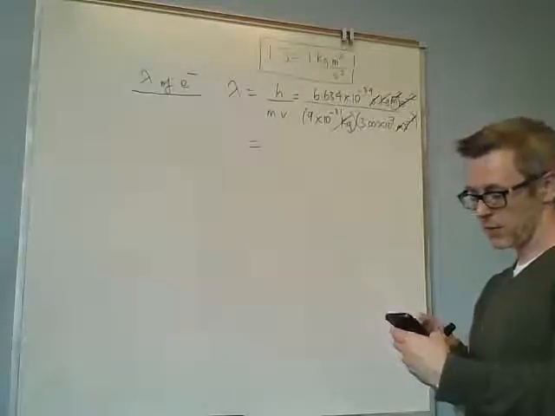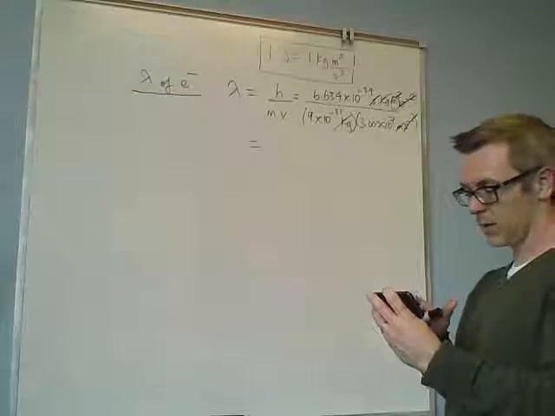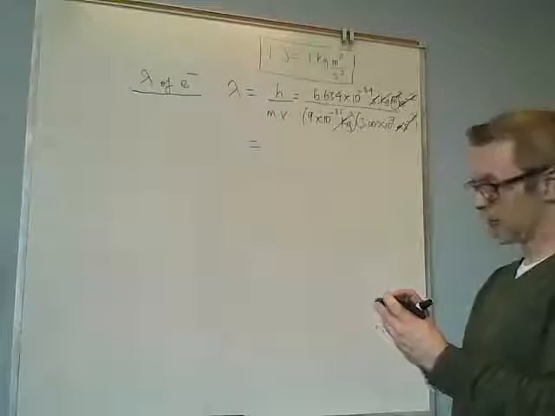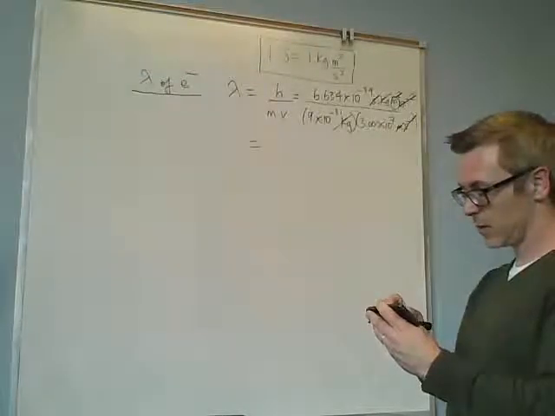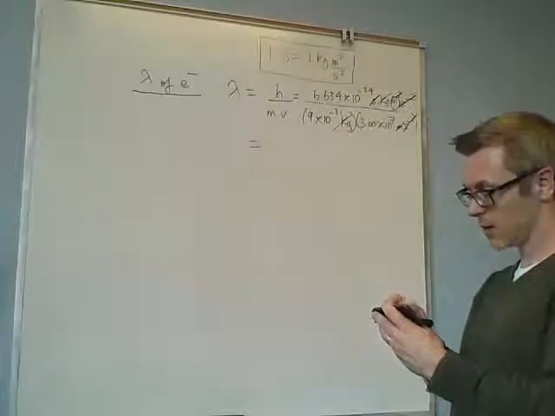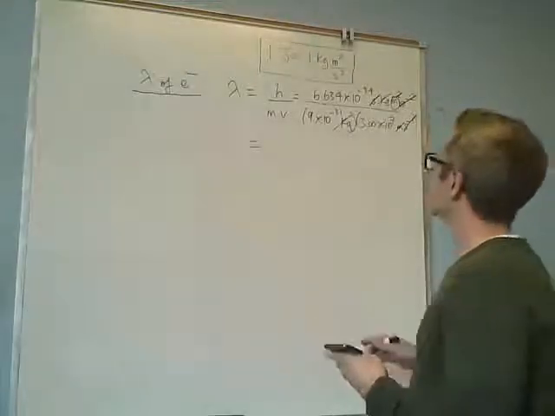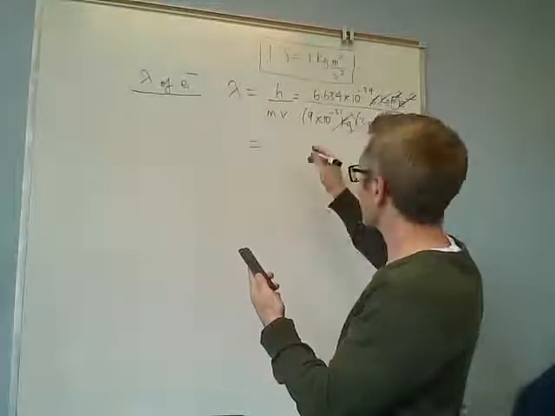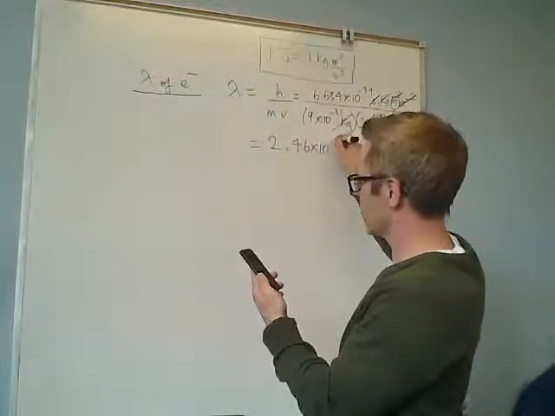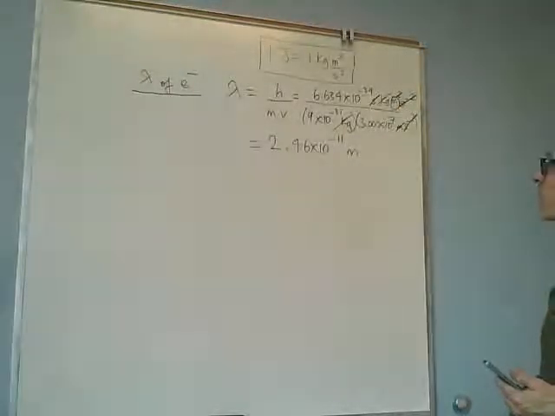Let's see what that number is. We have 6.634 times 10 to the negative 34, divided by 9 times 10 to the negative 31, divided by 3 times 10 to the positive 7. So this wavelength is around 2.46 times 10 to the negative 11 meter.